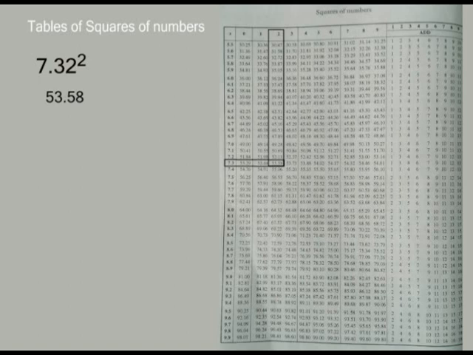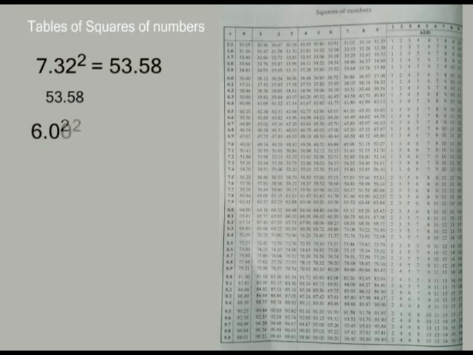And so the square of 7.32 is 53.58. How about 6.0 squared? This is the same as 6.00 squared. 6.0 is here. Next digit is 0 and we read the number at column 0. That is 36.00.